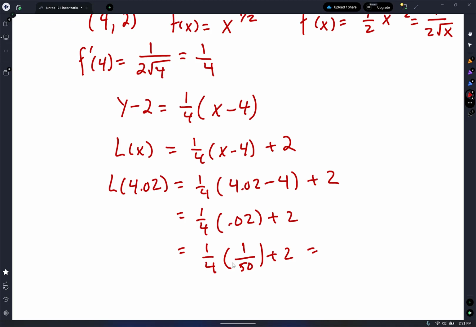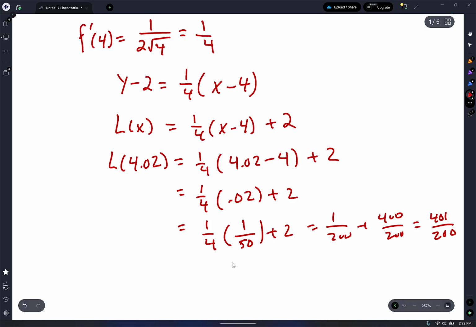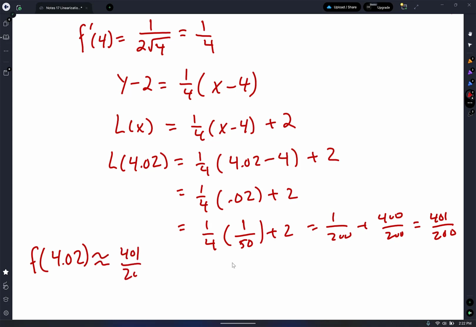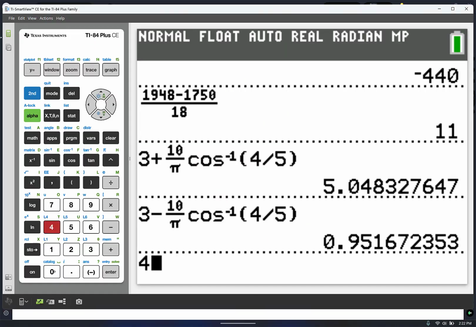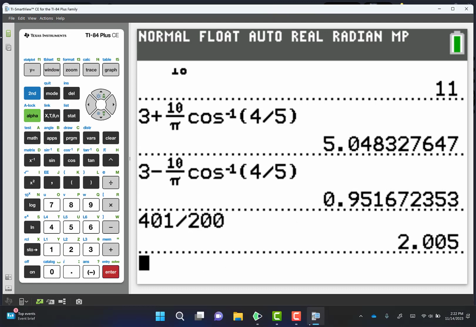So, 50 times 4 is 200. So 1 over 200 plus 2. I'm going to put that 400 over 200, that's 2. So 401 over 200. That's my approximation. F of 4.02 is approximately 401 over 200, which in decimal is 2.005.